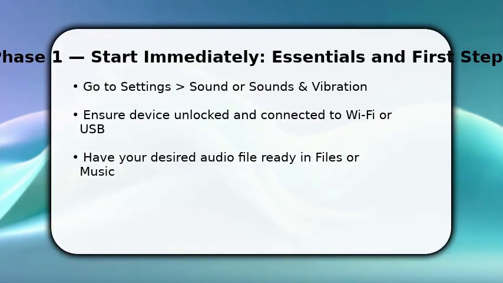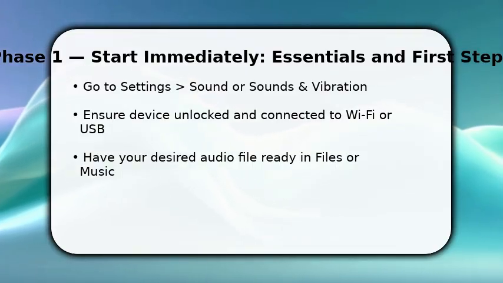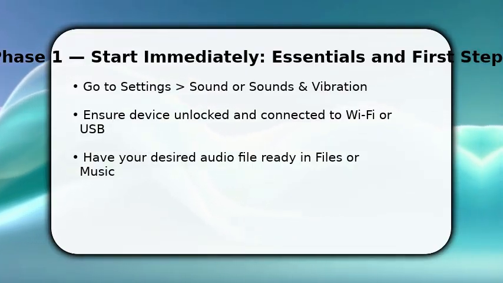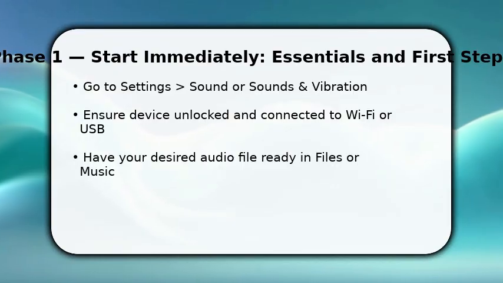You'll start by opening Settings and tapping Sound. This gets you directly to notification controls. Once there, make sure you're looking at Notifications or Default Notification Sound. You need the audio accessible, either a built-in tone or a custom file in Files or Music.